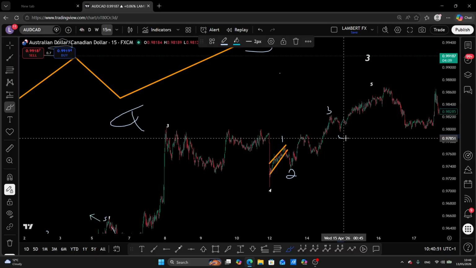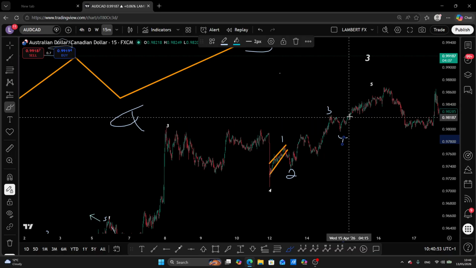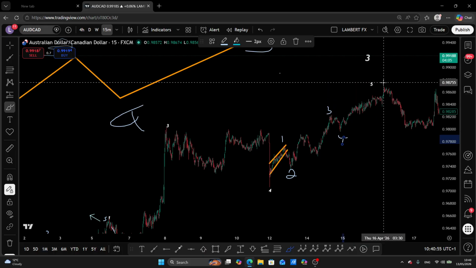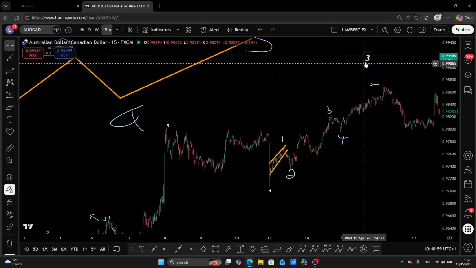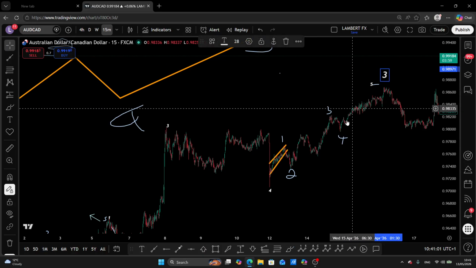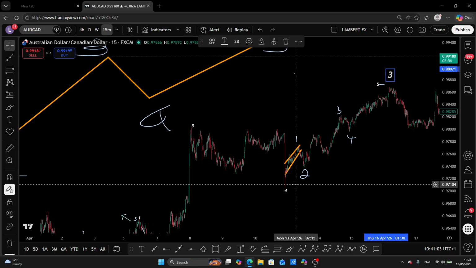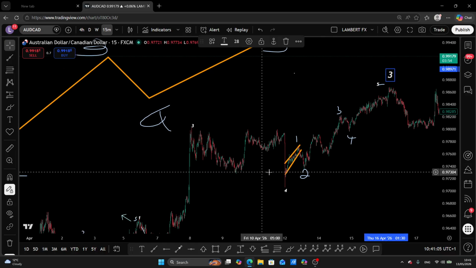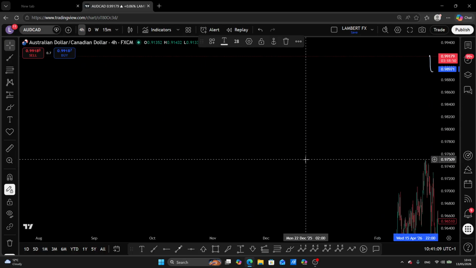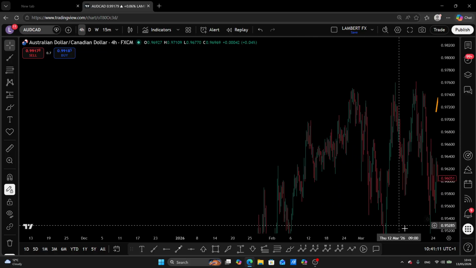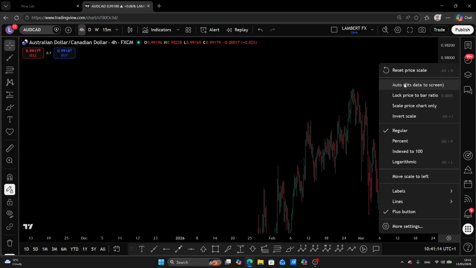Then this becomes our 4, and then you have another 5 leg up for 5, which completes the leg for 3. So on the smaller time frame, you could see that each of the legs that we identified on the 4-hour time frame consists of 5 legs to the upside.